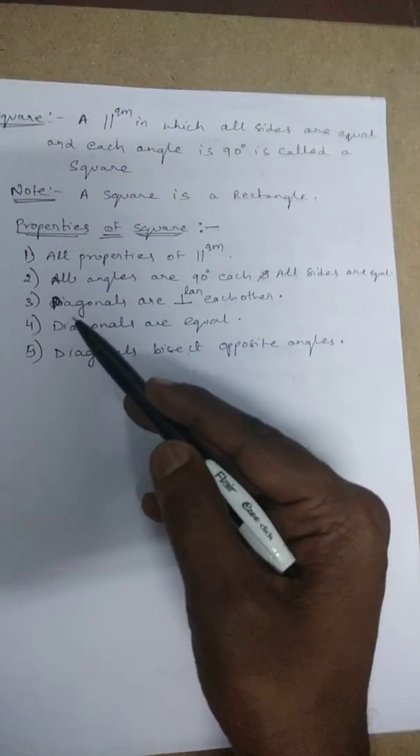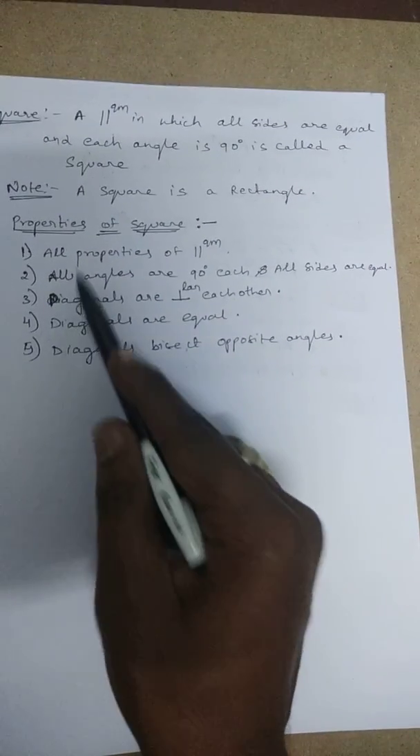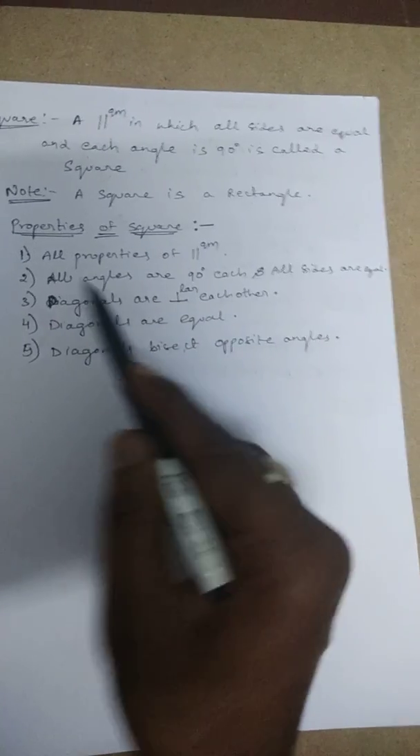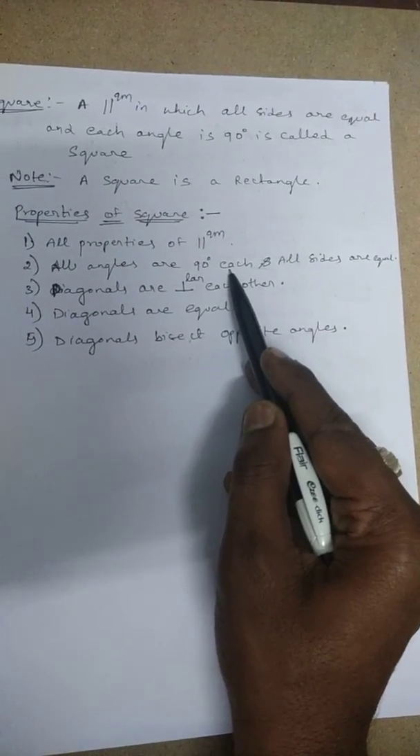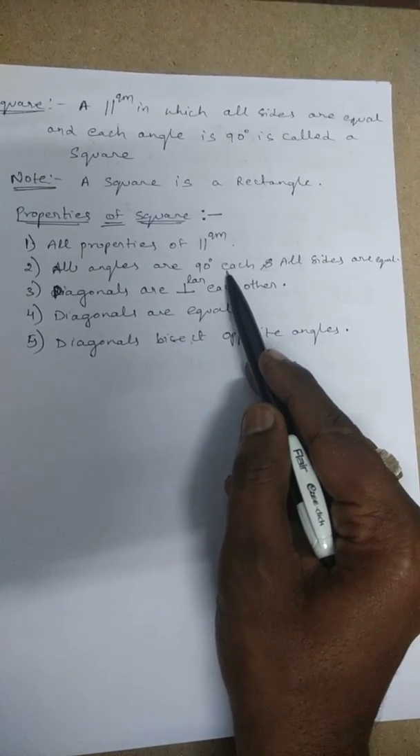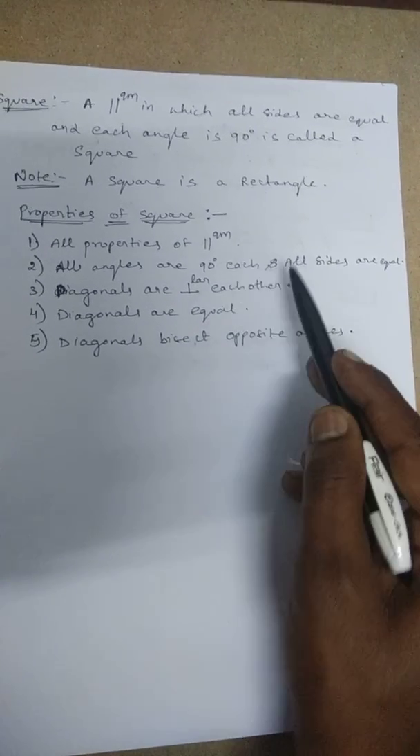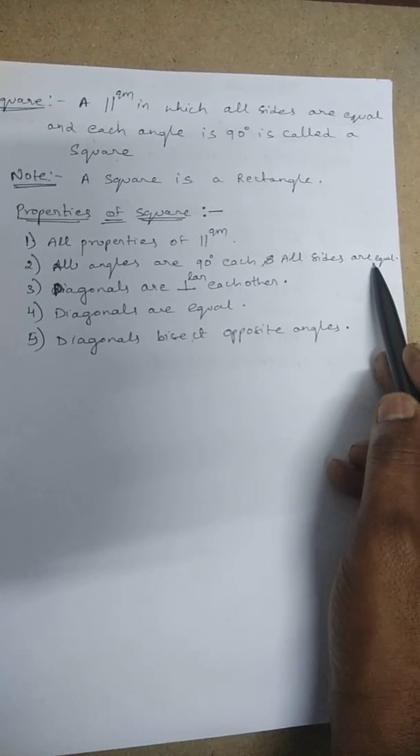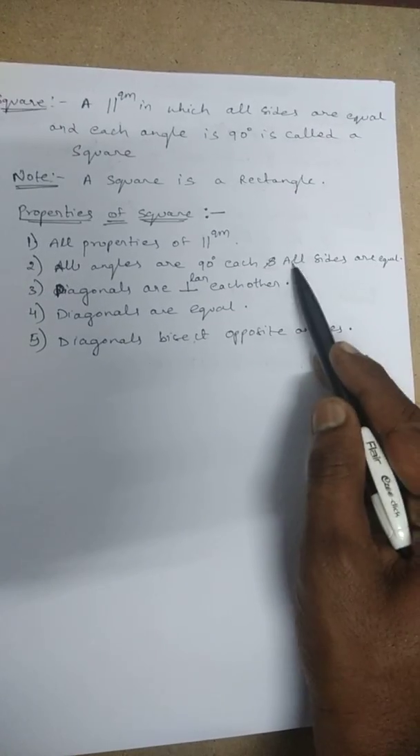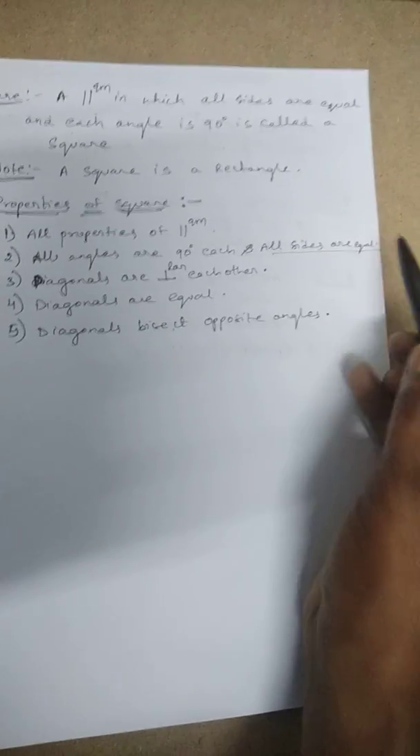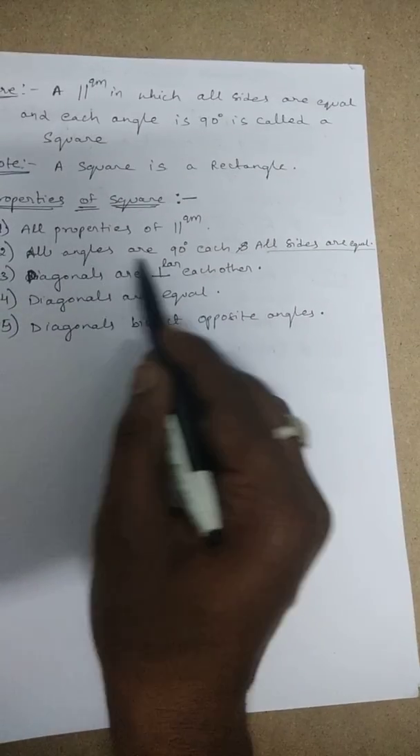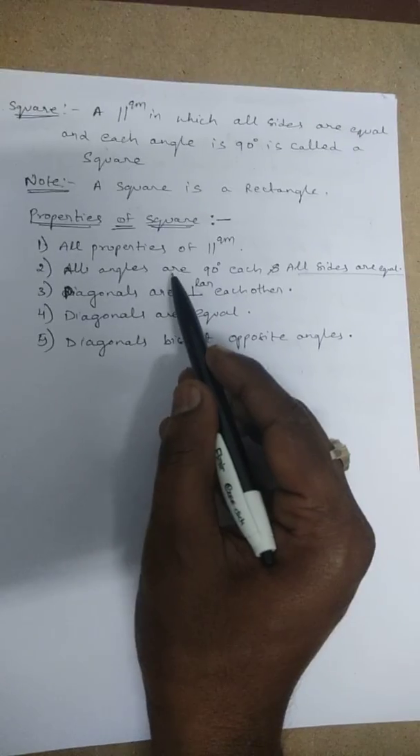Next, in addition to that, we have five more properties. All angles are 90 degrees each. Four angles are there, each angle will be 90 degrees, and all sides are equal. All four sides will be equal. This is most important. All sides are equal and each angle is 90 degrees. This is the additional property which a square has.